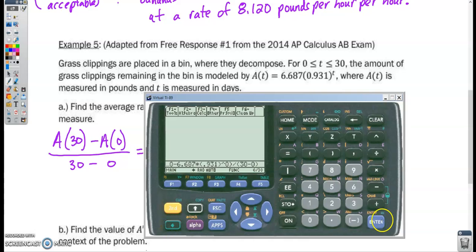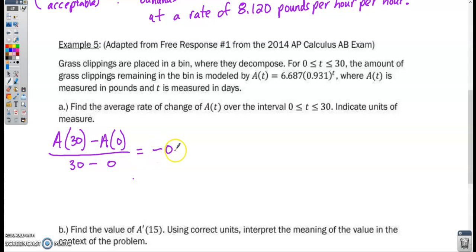For those of you who have the math type, that's easy for you to see. I think I typed all of that in correctly. And so we get negative 0.197. And the A of t is measured in pounds, and time is measured in days, so our units here are going to be pounds per day. And again, negative 0.196 would be acceptable as well as my answer, since we can truncate that.